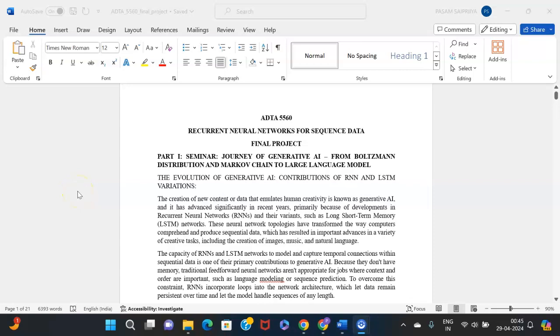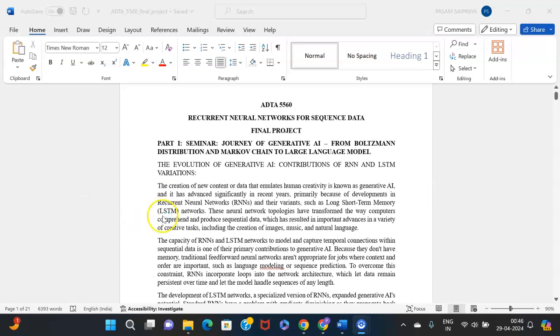Hi, this is Prithvi. Today I'm going to explain to you about the final project in recurrent neural networks for sequence data. Firstly, I'm going to explain to you about the seminar which was held in our last class, which is about the journey of generative AI from Boltzmann distribution and Markov chain to large language model.